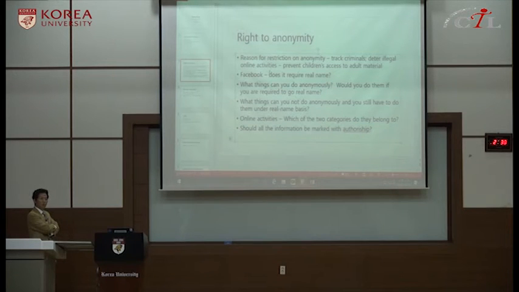So what we're going to talk about today is whether this is ethically justified: to require people coming online to play games or to communicate with one another to come online only on a real name basis, under the pretext of tracking down criminals, deterring illegal online activities, and preventing minors' unauthorized access to adult materials.